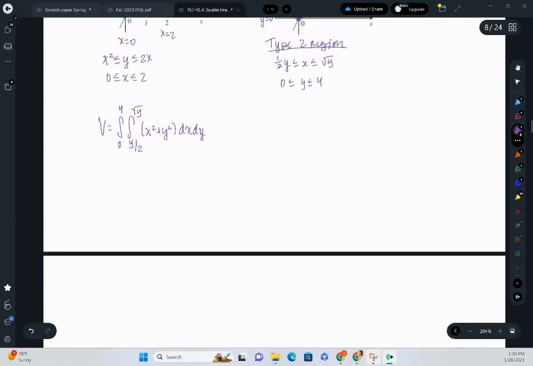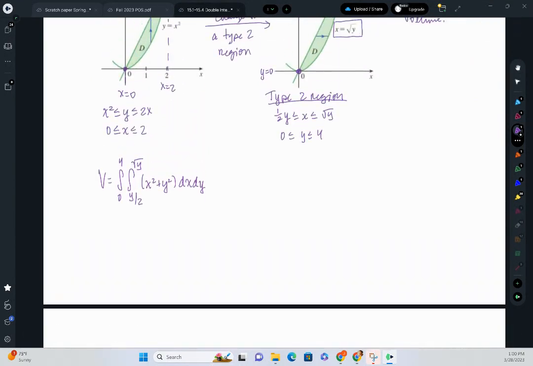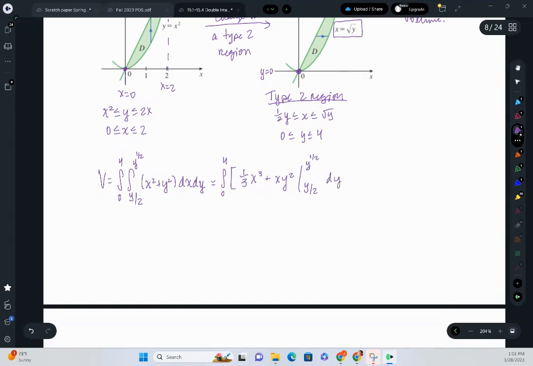Okay, so fortunately I have a little bit of room here. In order to integrate this, I'm doing so with respect to x first. And I actually want to rewrite my square root of y as y to the 1/2 power. It'll just make it a little bit easier for me to work with. So I integrate with respect to x. I still have the integral from 0 to 4. But now the integral with respect to x gives me 1/3 x cubed plus xy squared. We're evaluating from y over 2 to y to the 1/2. And then after we evaluate, we'll have a dy.